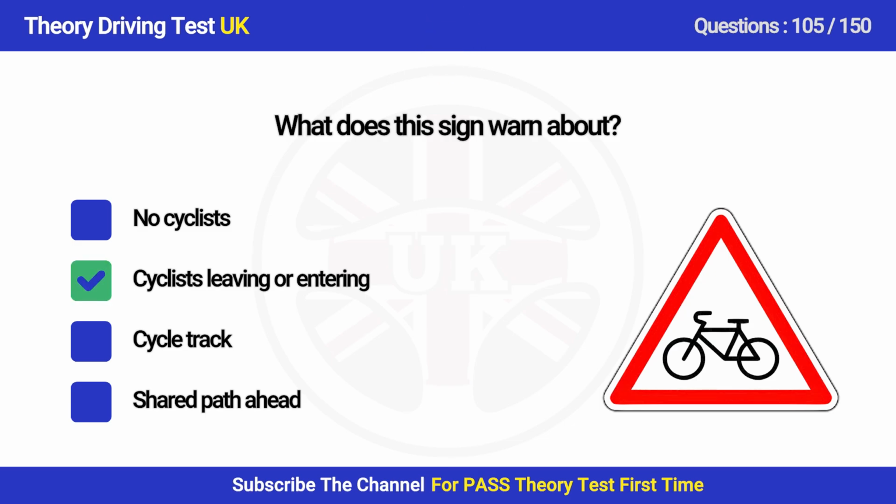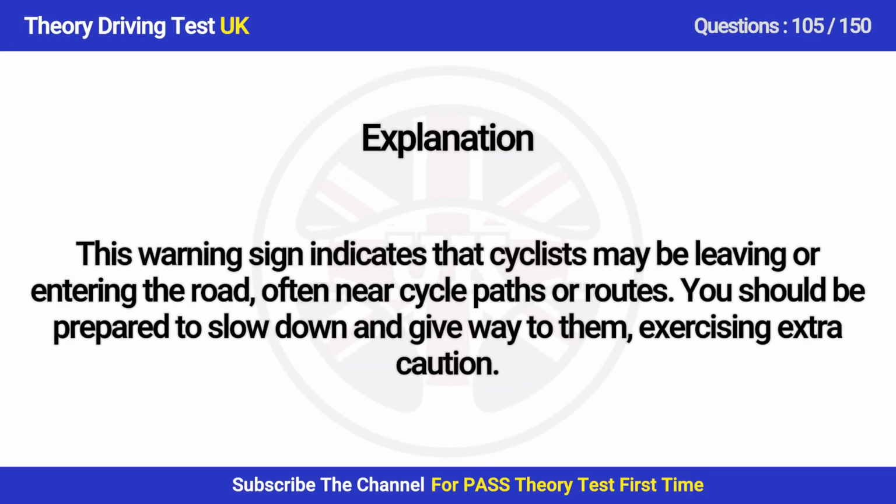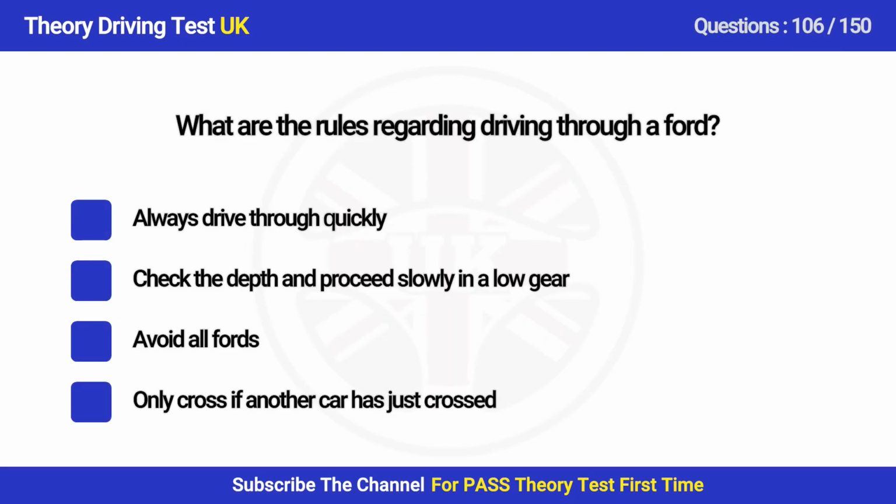Answer is B. Cyclists leaving or entering. This warning sign indicates that cyclists may be leaving or entering the road, often near cycle paths or routes. You should be prepared to slow down and give way to them, exercising extra caution. Question 106. What are the rules regarding driving through a ford? A. Always drive through quickly. B. Check the depth and proceed slowly in a low gear. C. Avoid all fords. D. Only cross if another car has just crossed.